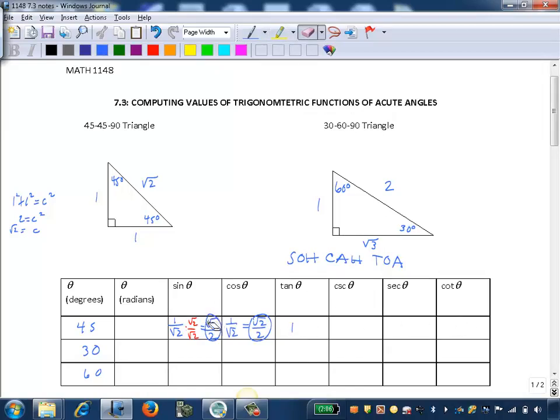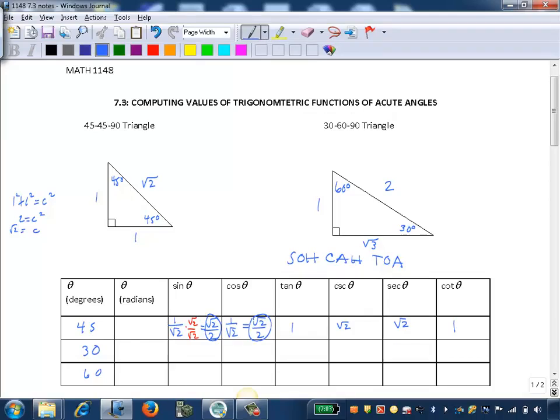Once we have the 3 basic trig functions, we can do the reciprocals to find the remaining. The reciprocal of sine gives us cosecant. So the reciprocal of 1 over radical 2 gives radical 2 over 1. Then secant is the reciprocal of cosine, so the reciprocal of 1 over radical 2 again gives radical 2. And then the reciprocal of tangent is cotangent, so the reciprocal of 1 gives 1.